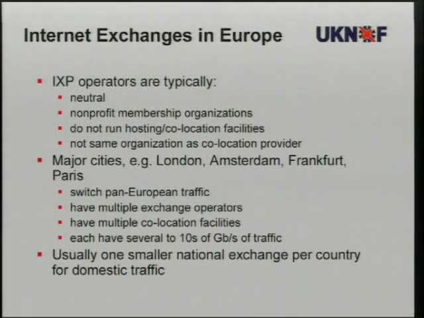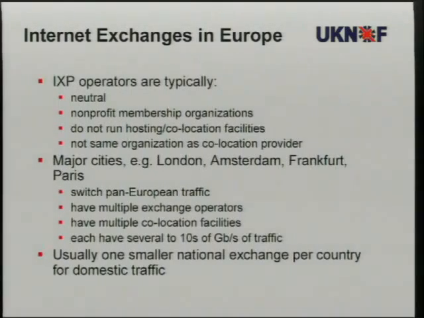Bigger picture, what are internet exchanges like in Europe? Typically, the ones that have been successful have set up a neutrality model, a non-profit membership organization, they're not in the hosting or colo business, and usually they buy space from people who run the building, so they just run the switches. There's lots of exchanges, but there's probably about four or five major cities, London, Amsterdam, Frankfurt, Paris, where there are big exchanges. So if you want to go from, say, Ireland to Italy, you might go via Amsterdam. If you want to go from France to Sweden, you might go via Frankfurt or London. So what they're doing is keeping EU traffic in the EU, whereas the original mission was to keep domestic traffic within a particular country. Most countries have a domestic exchange as well. In fact, a lot of them have more than one now. But the big guys are again all pushing several tens of gigs of traffic.